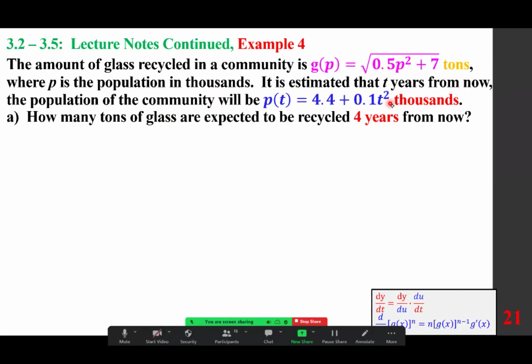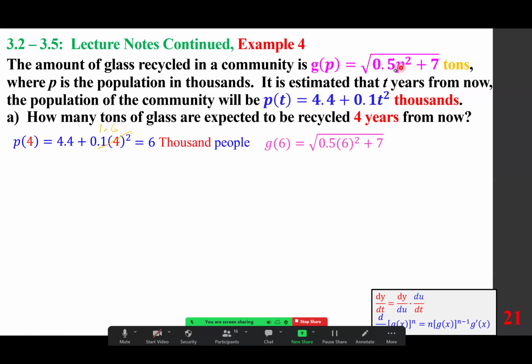Well, you put the 4 into this and you find the population first. 4 squared, 16 times the 0.1 is 1.6. With 4.4 becomes 6. And now you plug in 6 into G of P, replace the P with 6. This is 36. Half of it is 18, plus 7 makes it 25. So square root of 25 is 5 tons of glass.